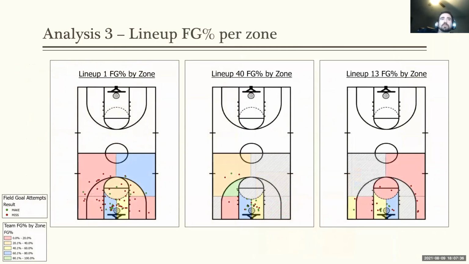These are the lineups' field goal percentage per zone. You see the same pattern: relatively well in the paint near the basket and pretty poor everywhere else. Lineup 40 only shot 3-point attempts from one of the 4 3-point zones, but they also had the highest offensive efficiency. So more layups near the basket, higher efficiency shots. That's the pattern we're seeing here.